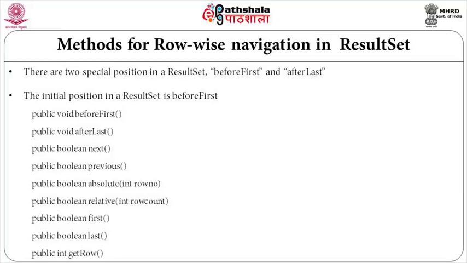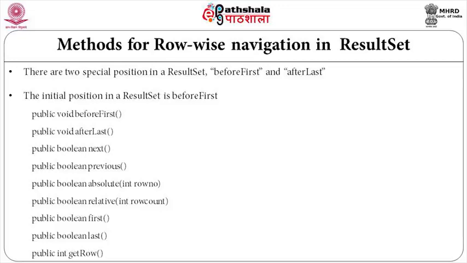So for row-wise navigation, use the next method to go to the next row. The next method returns a Boolean value. The Boolean value returned tells whether you are on a valid row; when you say next and reach the after last position, it returns false. So if I want to navigate over all the rows in a particular ResultSet, the simplest way is a while loop. Let's say the ResultSet is rs, so I'll say while rs.next(), and the whole loop is there.